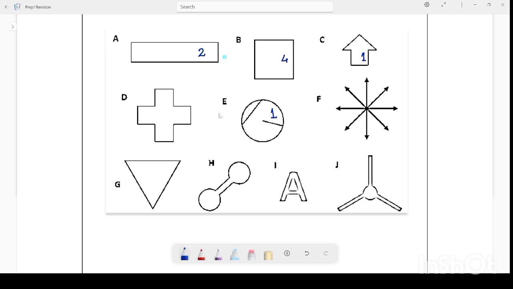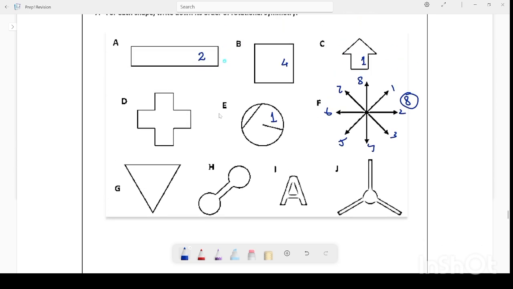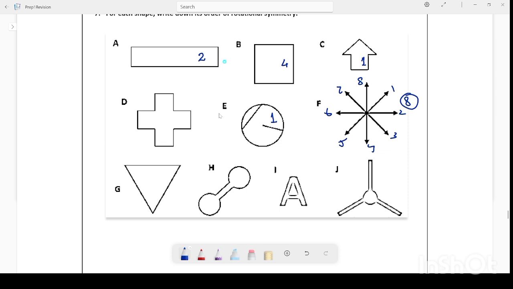But for this type of shape, you see that it has an arrow on all the sides. So we'll be looking for the same type of arrow. We see that there is the same type of arrow on each side. So how many arrows are there? 1, 2, 3, 4, 5, 6, 7, and 8. So its order of rotational symmetry will also be 8. The order of rotational symmetry of this star is 8, because it was a regular shape and it has 8 arrows.